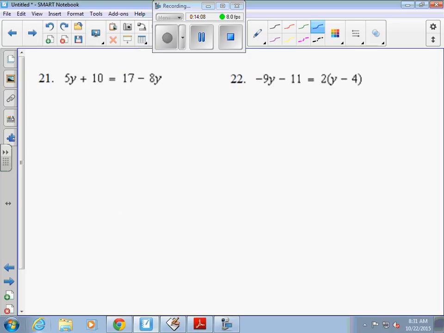21, variables on both sides. Collect them all. 5y, negative 8y. That's smaller. Bring that over by adding 8y. If you add it to the right, add it to the left. 5y plus 8y is 13y. Plus 10 is equal to 17.